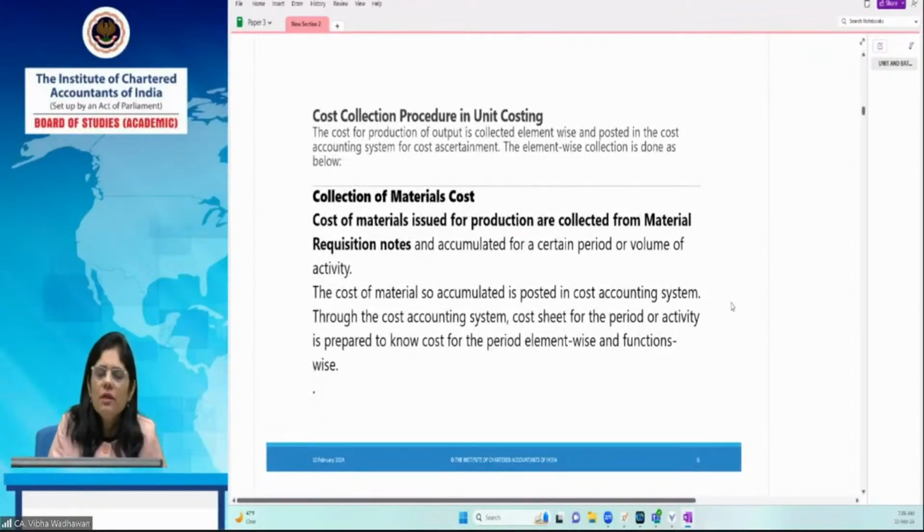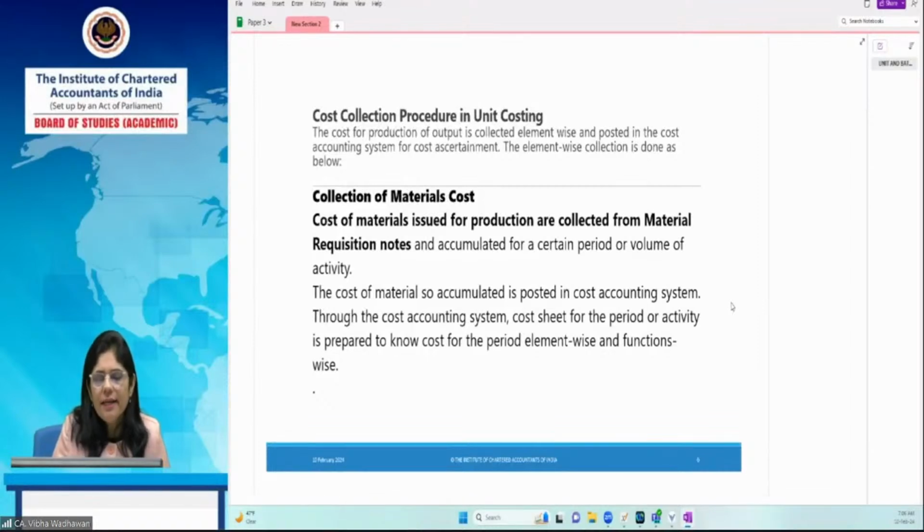So how do we collect the cost in unit costing? Cost of material is collected from the material requisition note. We have already discussed that in the material module, that whenever we issue the material for production, the production department will send the material requisition note to the stores department, and on the basis of that, materials are issued. So material issued means how much material is consumed. Whatever material is consumed into production will be the cost of material for production. So it will be part of cost of production.